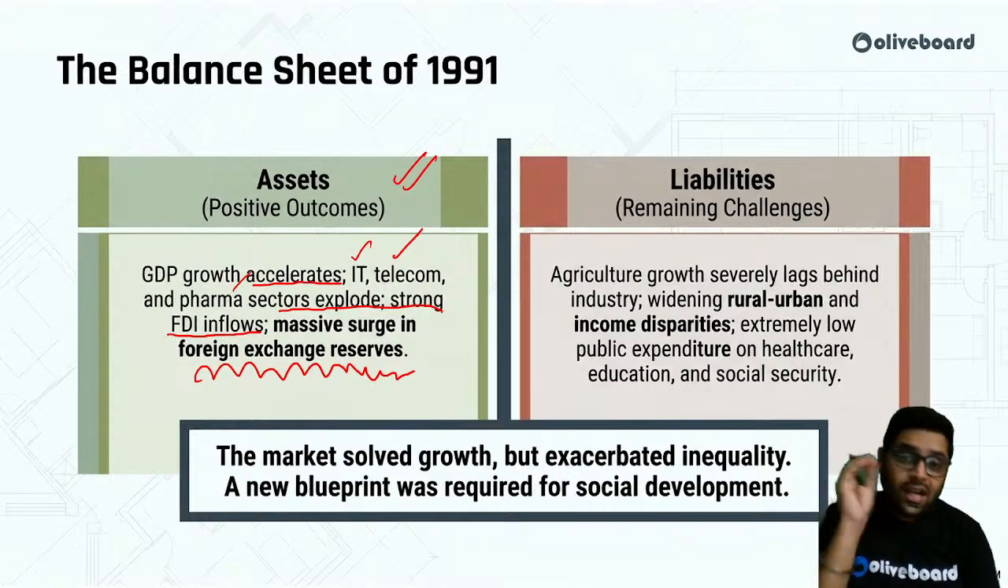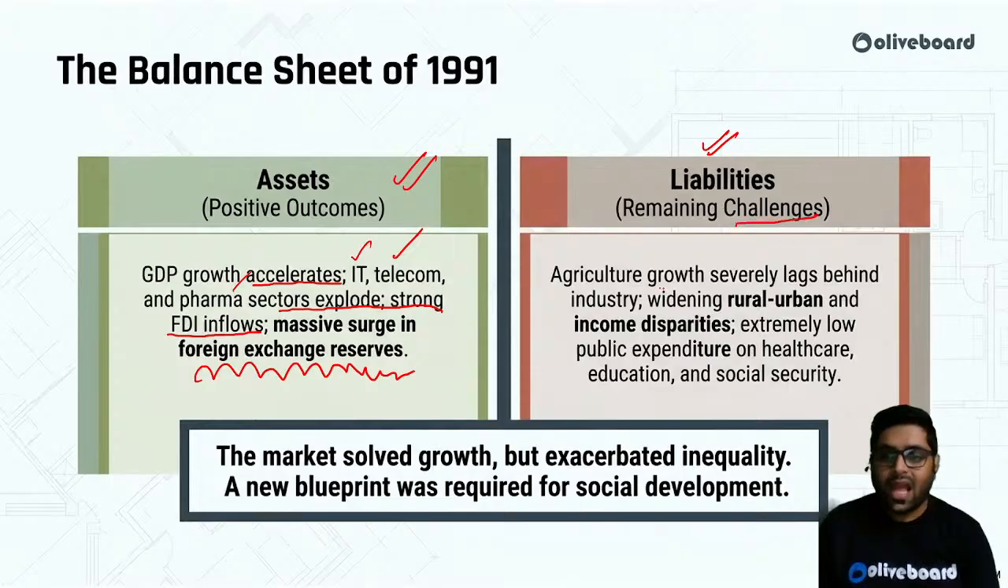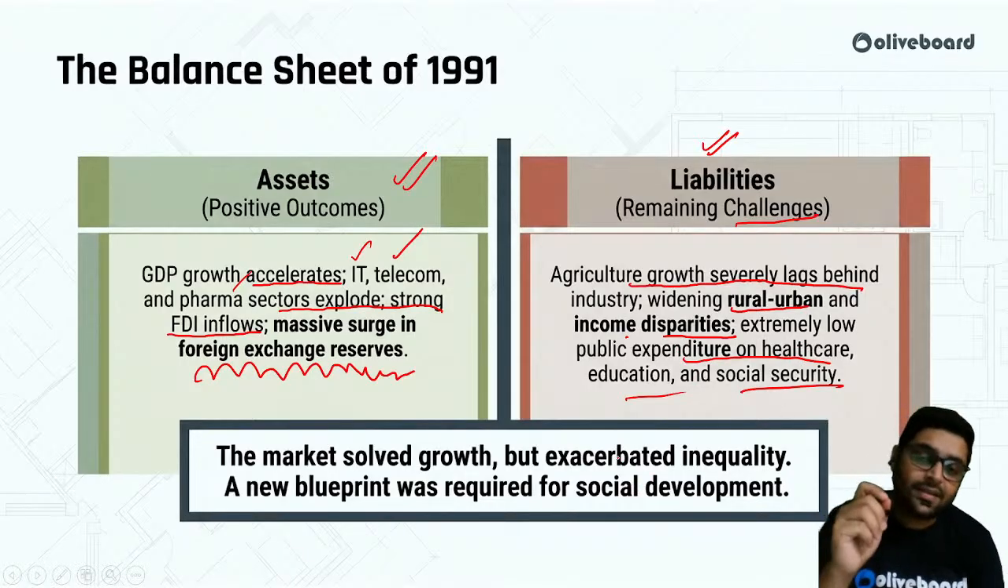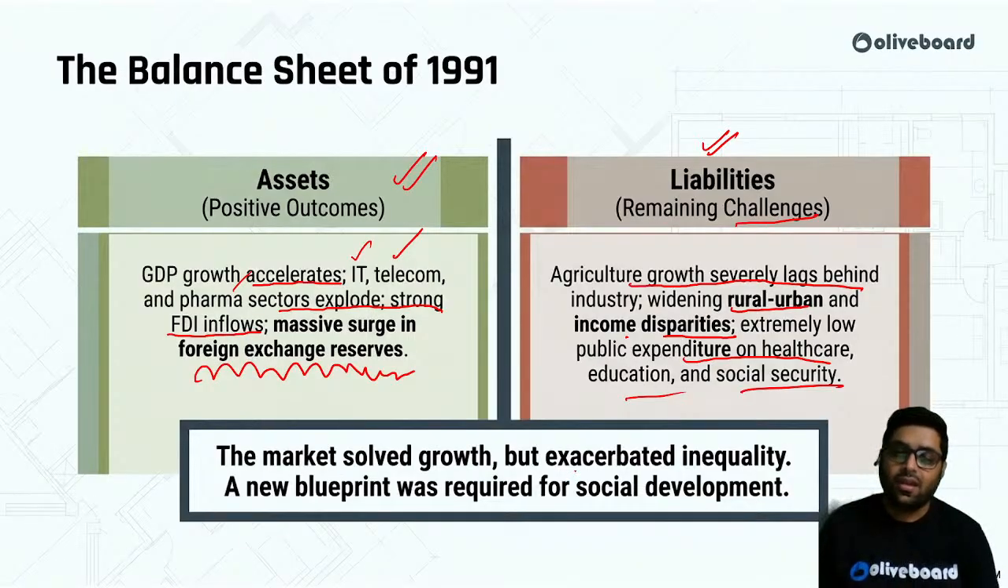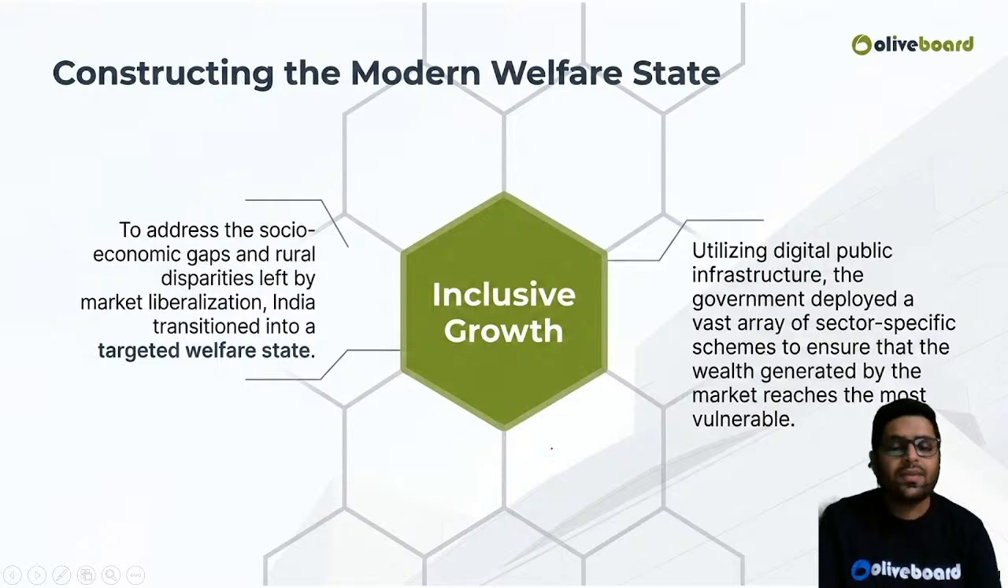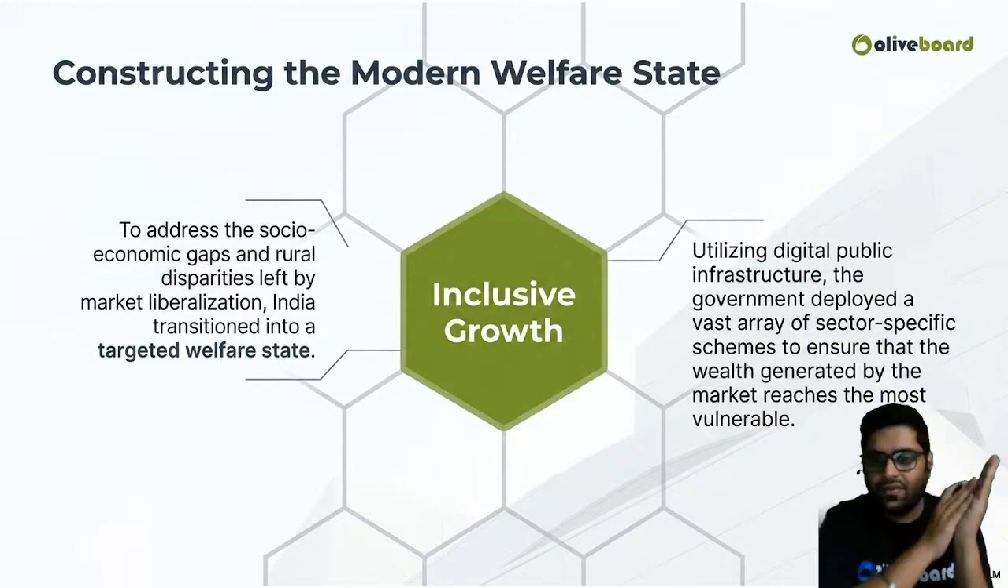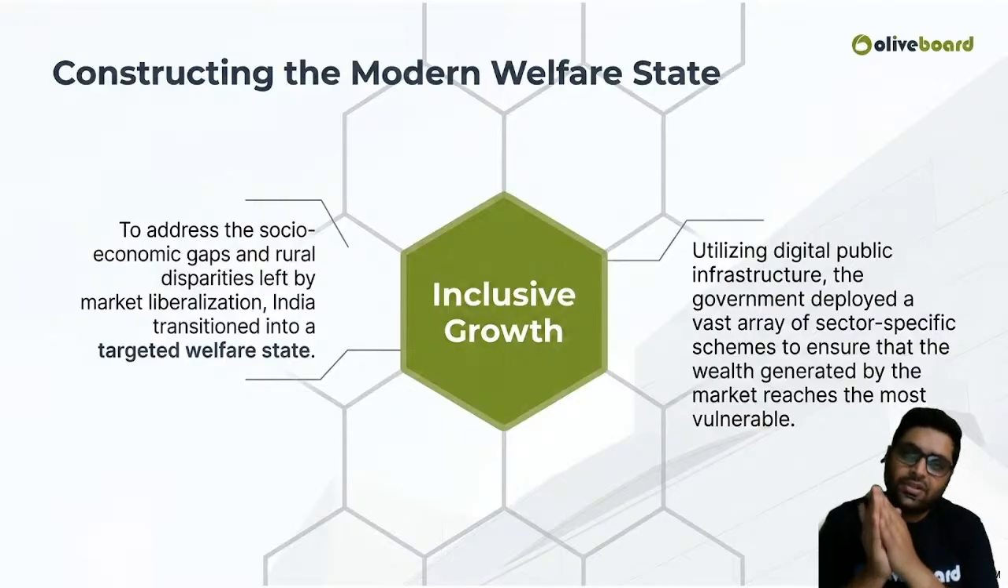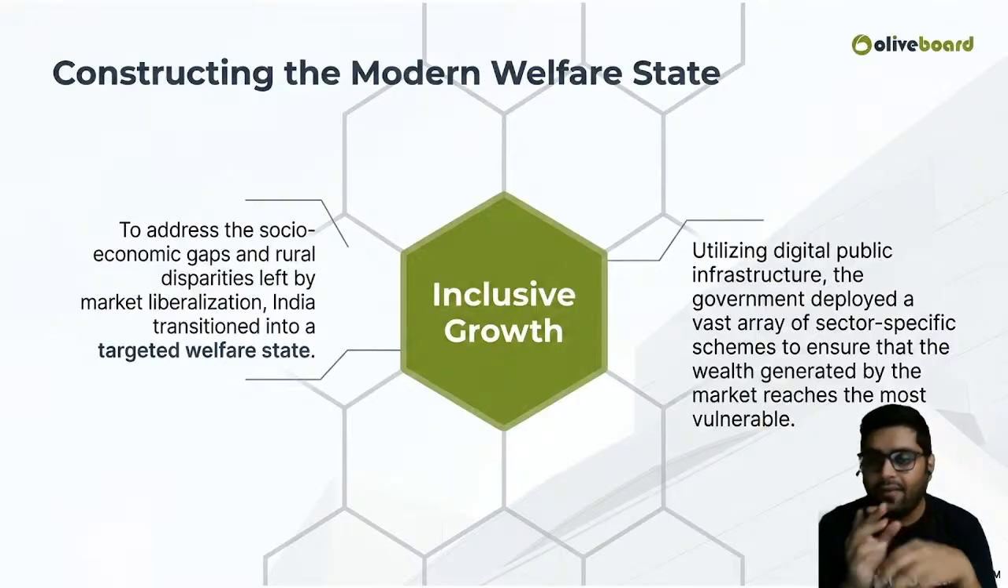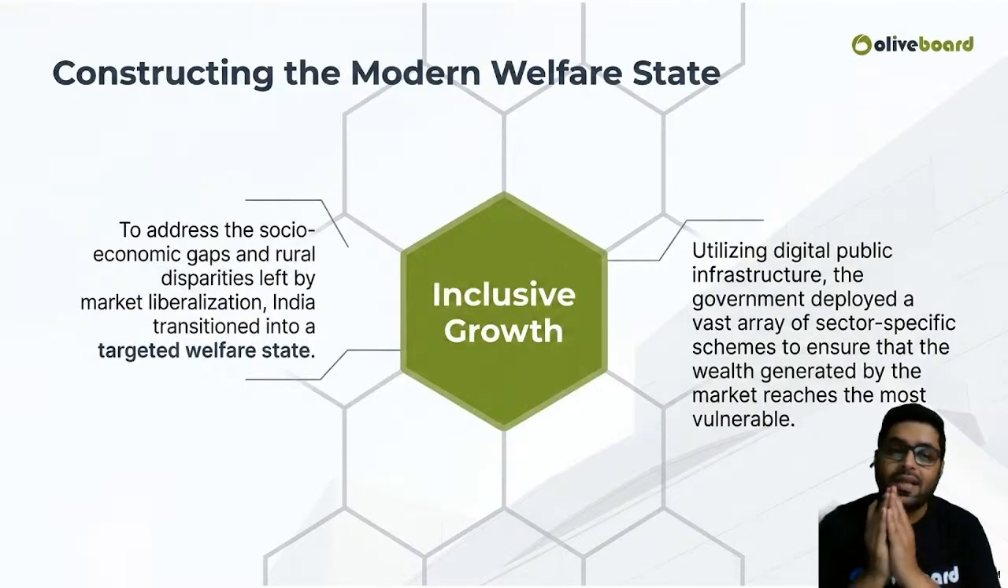But only positives were there? No. There are some challenges still there. Agriculture suffered. Its growth severely lagged behind. Okay. There was a widening rural urban income disparity. There was extremely low public expenditure on healthcare, education, and social security. So these were some of the challenges which still had to be addressed. Okay, so these were some of the most important reforms we saw. From history, we came to LPG reforms. From the examination point of view also, LPG reforms are most important: liberalization, privatization, and globalization. You don't need to mug it up. You have to go ahead with some sort of conceptual clarity.